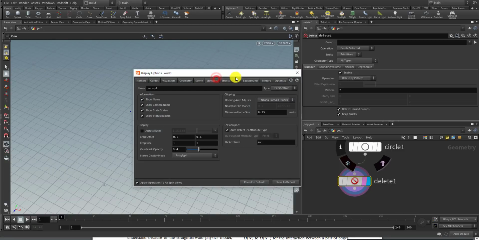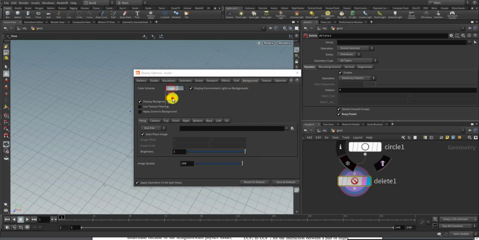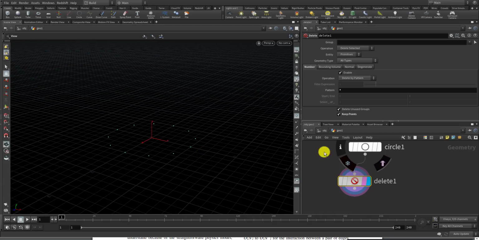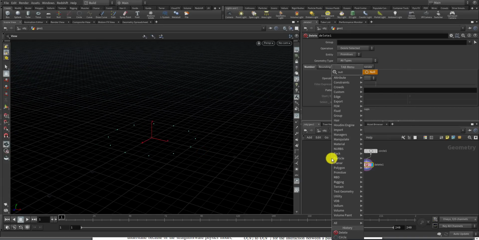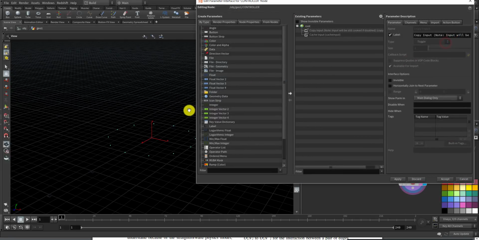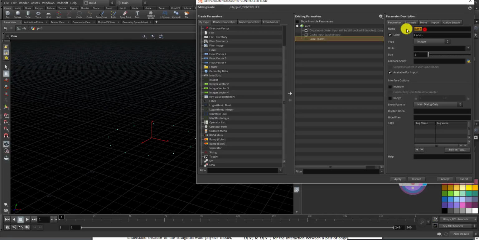Let's make the viewport a dock. And let's make a null node and name it controller to collect all the parameters. The first parameter I want to register is the number of divisions of this circle. So I'm gonna name this division, and range it from 10 to 1000.